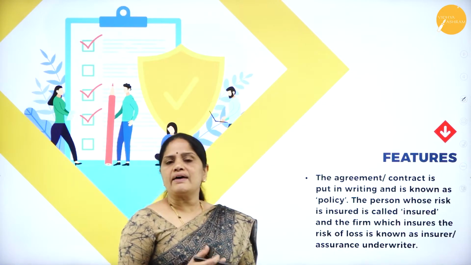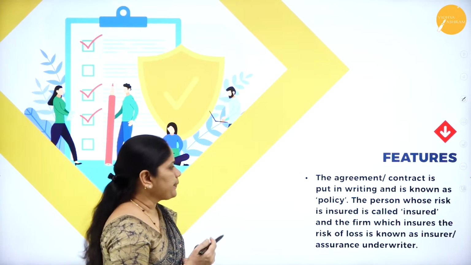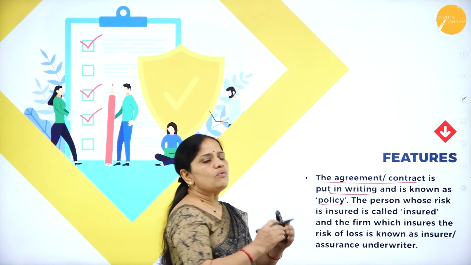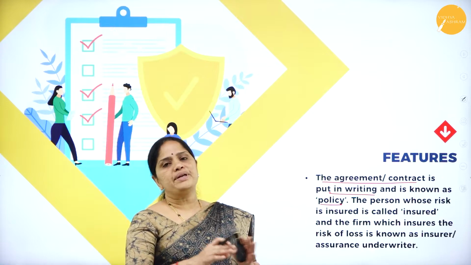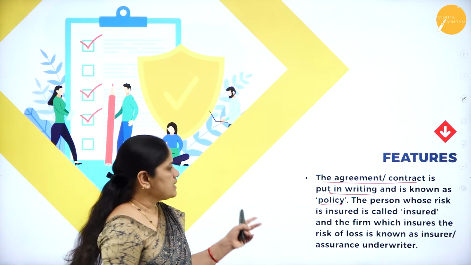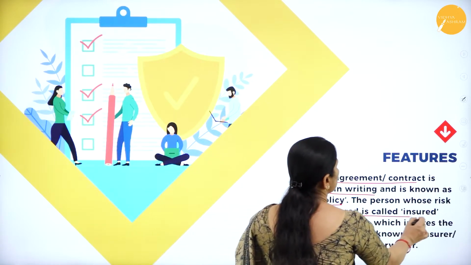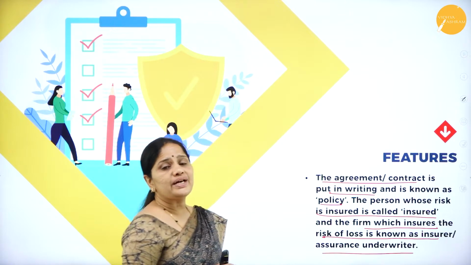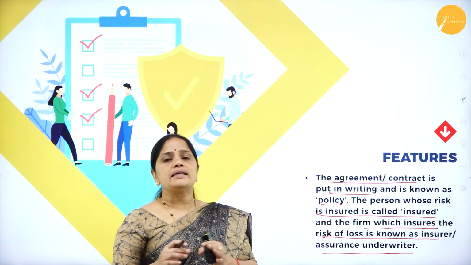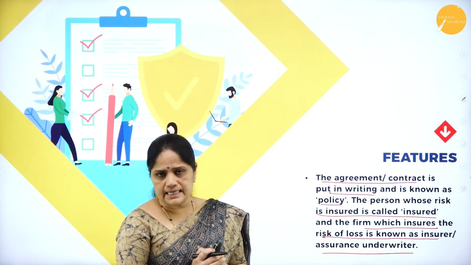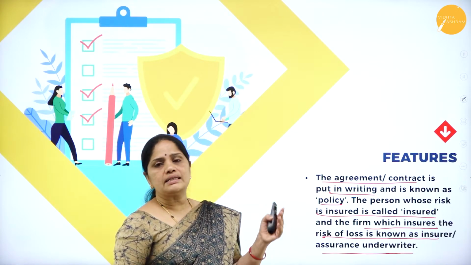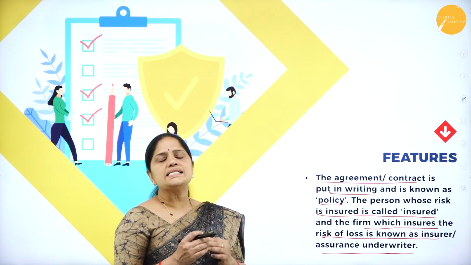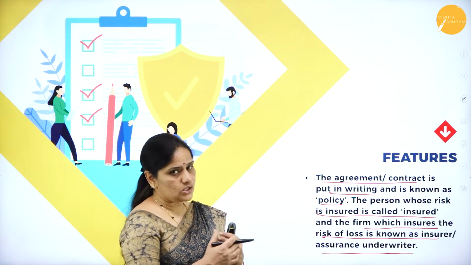Then next, let us have a look at the features of the insurance policy. The first feature: the agreement or contract is put in writing and is known as the policy. Whatever agreement is entered into between the insurance company and the insured, that contract is called the policy. The person whose risk is insured is called the insured, and the firm which insures the risk of loss is known as the insurer. So the insurance company will be the insurer, and the person who buys the policy and protects himself against the risk will be the insured. We can also call the LIC company the insurer or the assurance underwriter. The insurance company is a guarantor for any losses suffered by the insured.